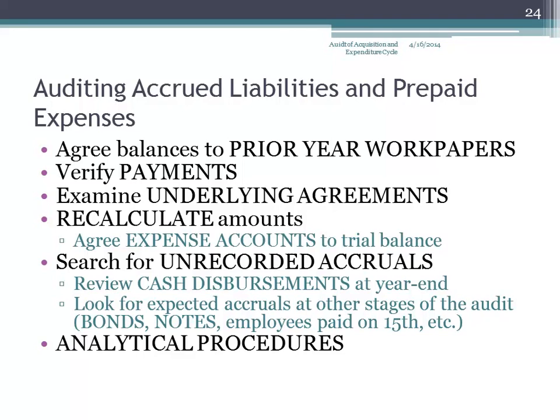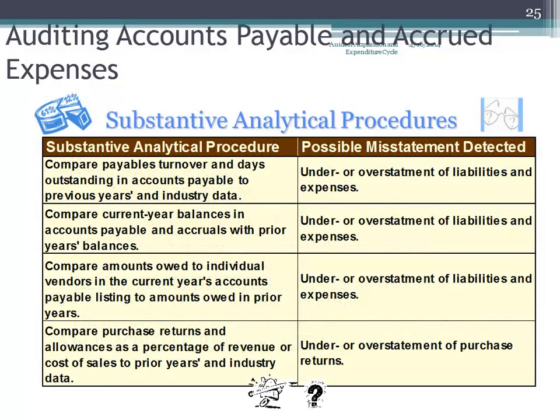And then analytical procedures. You could also look at agreements, again, looking at board of director minutes and asking the client about any contracts or agreements. Substantive analytical procedures would be things such as comparing the payables turnover and days outstanding in accounts payable to previous years as well as industry standards. Compare current year balances with prior year balances. Compare amounts owed to individual vendors in the current year's accounts to prior years. So just looking to see if there's any changes.